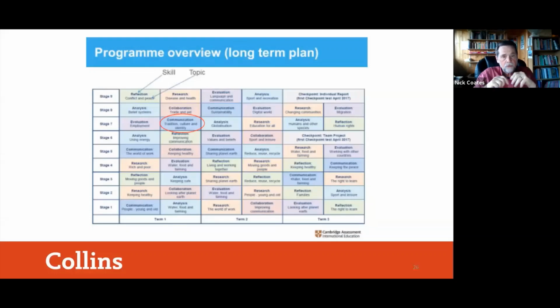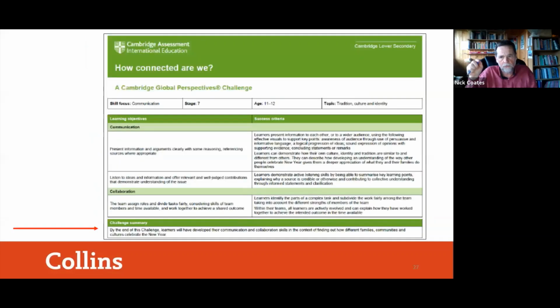The topic is tradition, culture, and identity, which clearly we're in the same realm as with festivals. So that festival activity can be used here. I'm not sure I mentioned this before, but each one of these squares is represented by a challenge, one of the challenges available. So let's have a quick look at the challenge that is made available by Cambridge for tradition, culture, and identity.